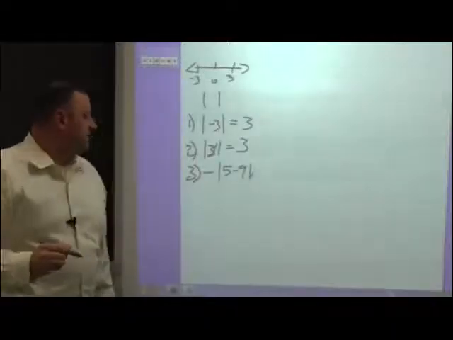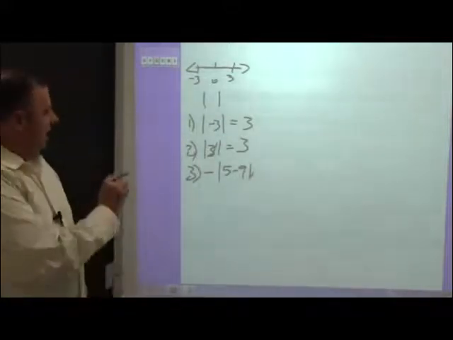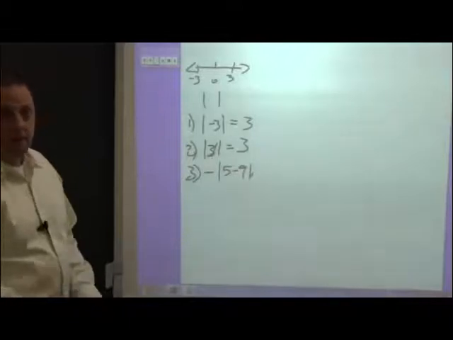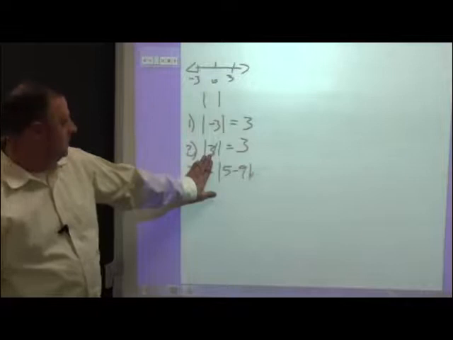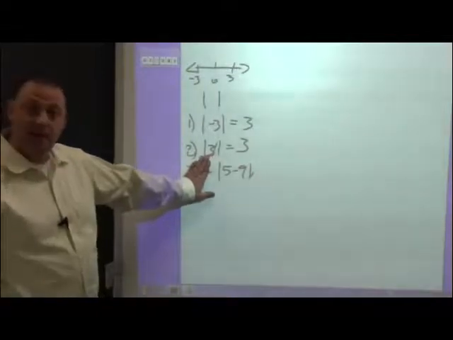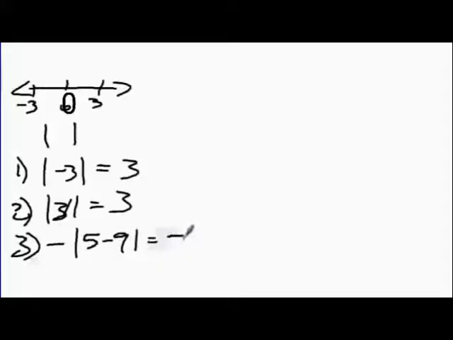You're going to treat this like a situation where order of operations takes precedence, and you would have to do the absolute value of 5 minus 9 first, covering up that negative in front. So you're just going to do the absolute value of 5 minus 9. Do 5 minus 9 first, which is -4. So it looks like this: negative absolute value of -4.